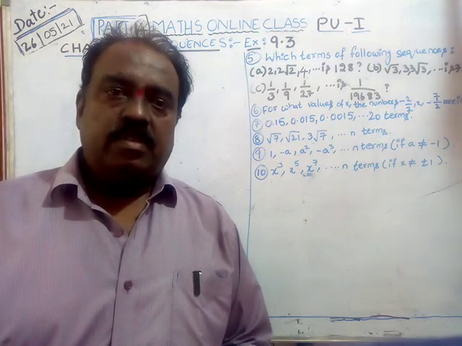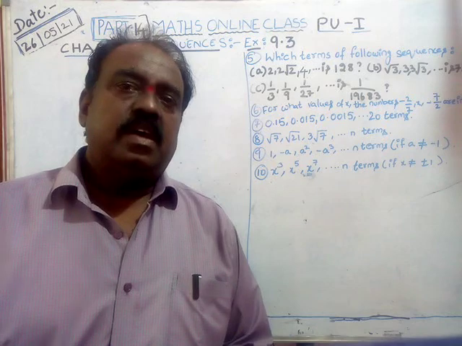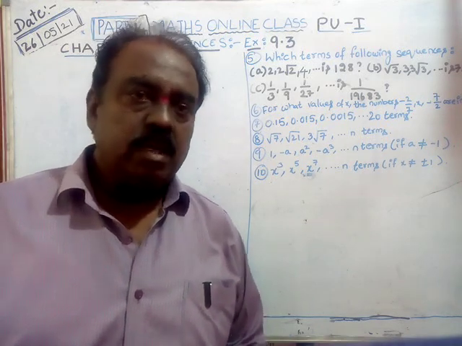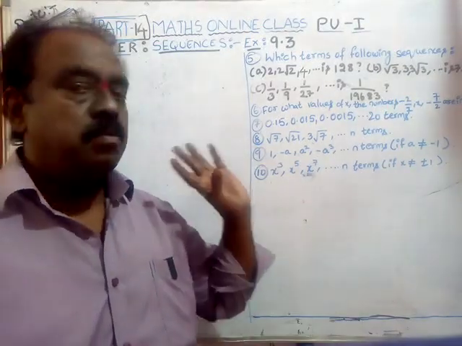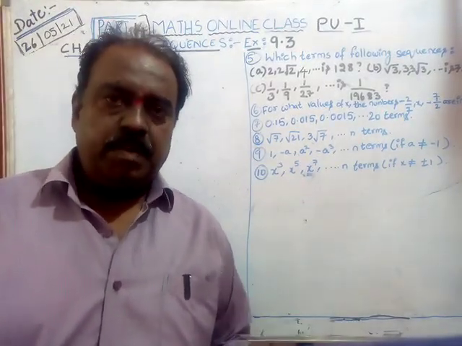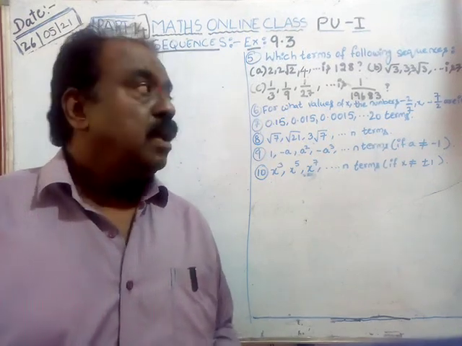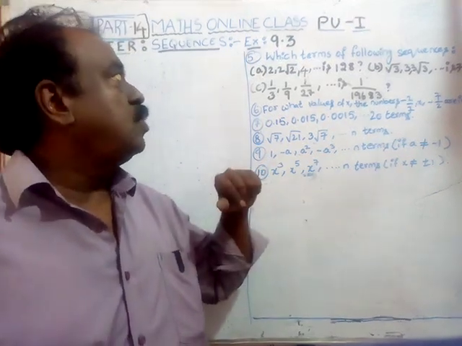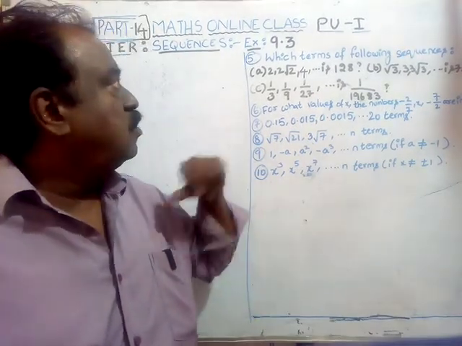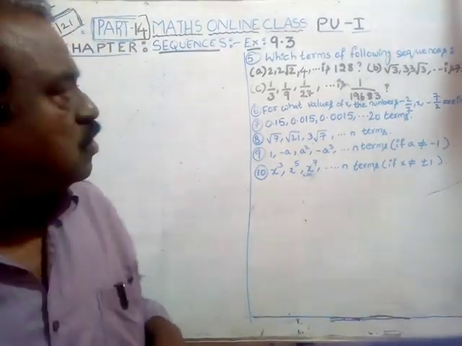We are in the chapter Sequences, and the exercise is 9.3. We started and solved some problems. Four problems we solved on the basis of the concept of GP, geometrical progression. And we are going to start and finish 10 problems, of which the first one is the fifth one.